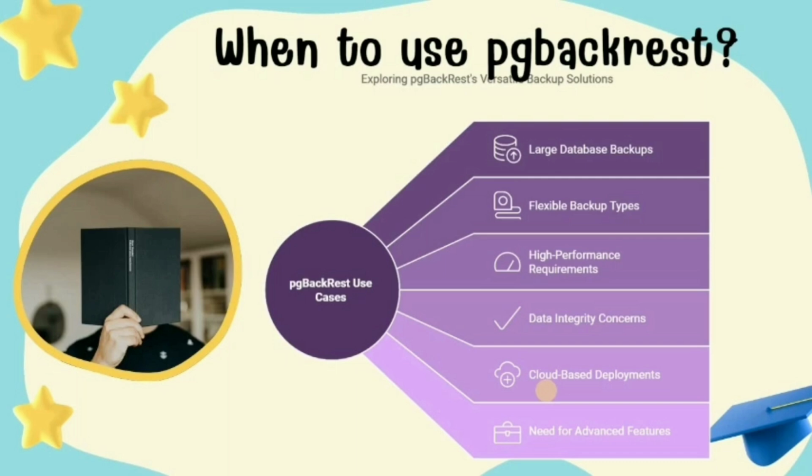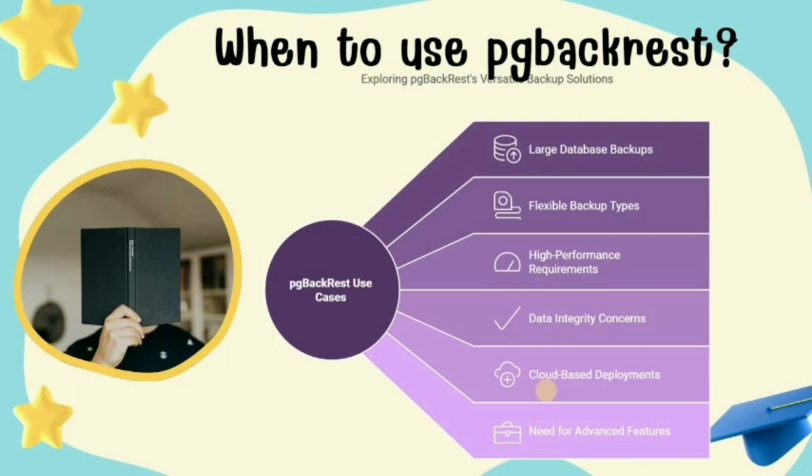The next one is data integrity concerns. pgBackRest offers backup integrity checks and page checksum validation, which is crucial for detecting corruption early. And also, it offers cloud-based deployments. With native support for cloud storage like Amazon S3, pgBackRest is well suited for cloud-based PostgreSQL deployments.